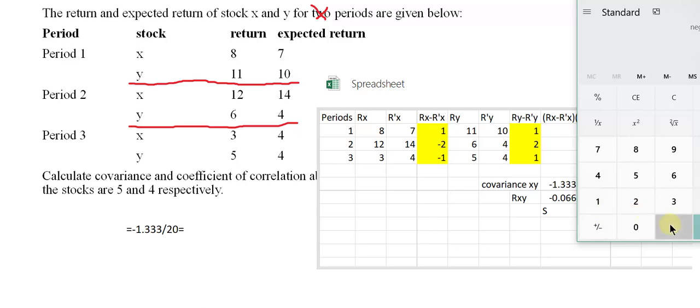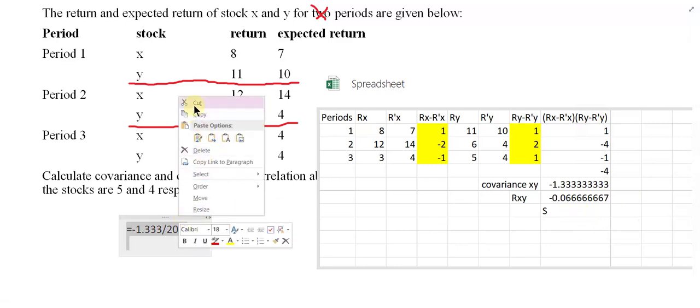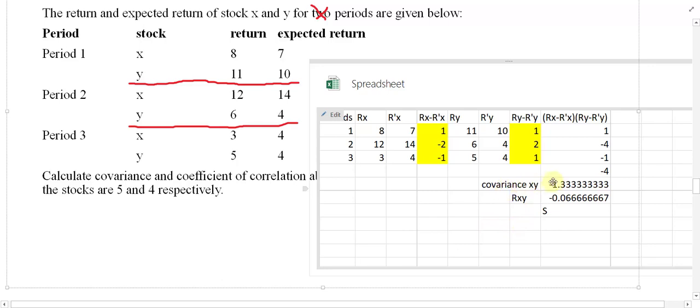Minus 1.33, of course minus. It should be divided by what? Divided by 20, right? So of course the result is fine. Even that result was fine, so no need for this one, please remove it. So covariance is equal to this one, but of course it is negative, so risk is less.